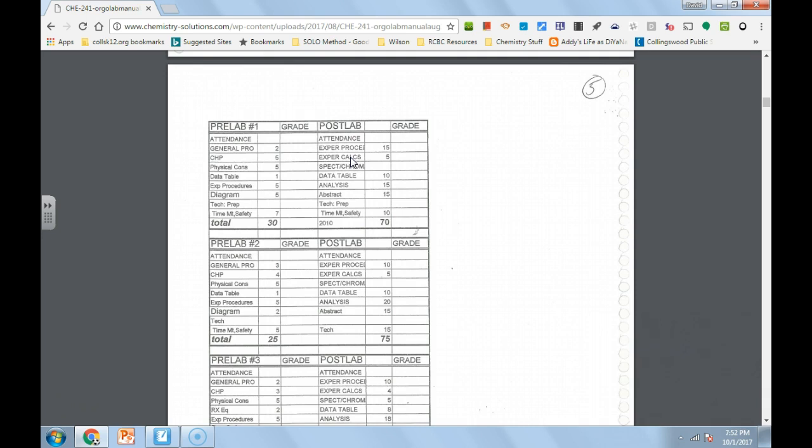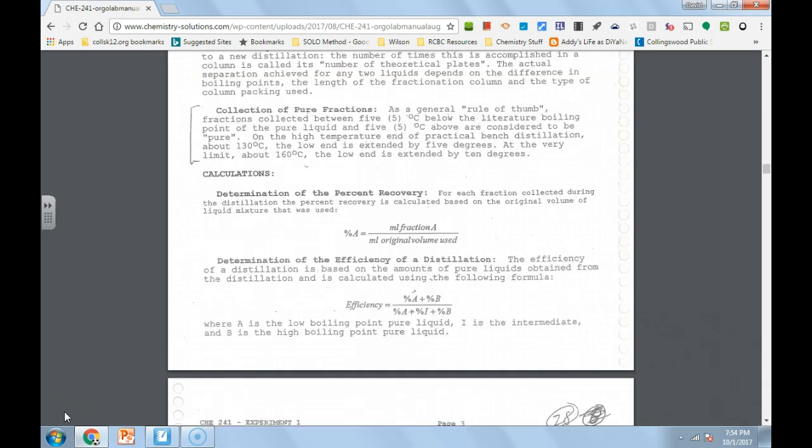In this particular lab, you need to make sure that you include experimental calculations as outlined in the lab, and in this case, they include doing the efficiency of the separation. You can find the formula for those calculations in your lab manual, and here they are. Before you begin, you have to determine the percent recovery of each compound, and then you find the efficiency.